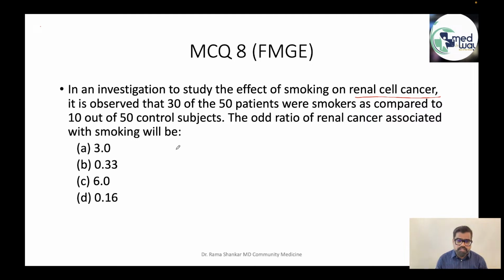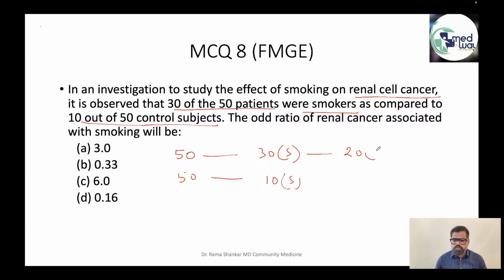In an investigation to study the effect of smoking on renal cell cancer, it is observed that 30 of the 50 patients, so I'll write here 50 patients are there, in which 30 are smokers, as compared to 10 out of 50 controls. So we have 50 controls also. In this, 10 are smokers. The question has given this, right? So in 50, 30 are smokers means 20 are non-smokers. Simple. In this 50 control, if 10 are smokers, means 40 are non-smokers. So this is the information which we can draw from the question.